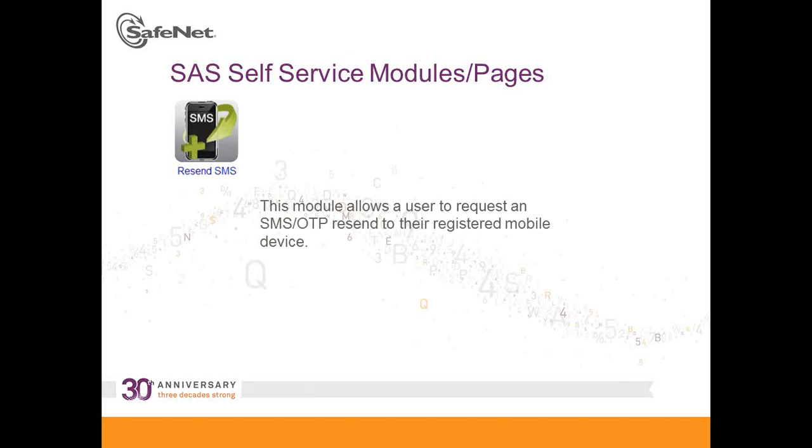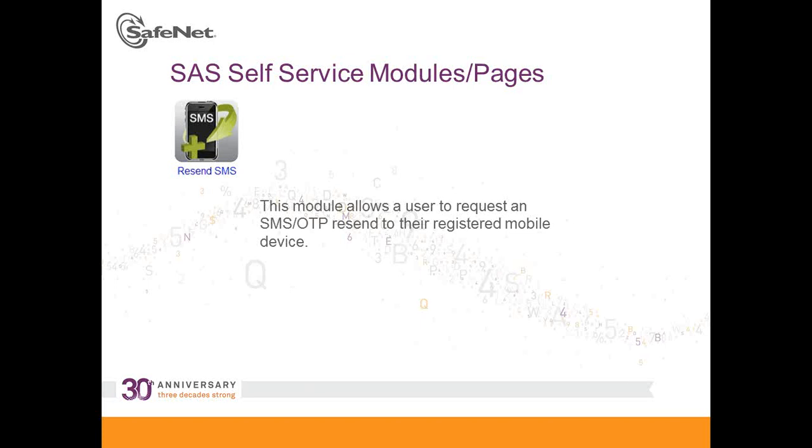The last module on the self-service page is the resending of an SMS. So if a user has a SMS mobile phone number registered with SAS and they have a SMS token assigned to them, and the service provider or the customer has either SMS credits or a SMS gateway or modem configured, we will allow the user to request a new SMS.